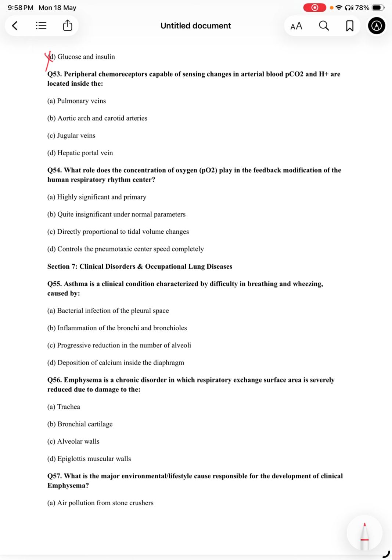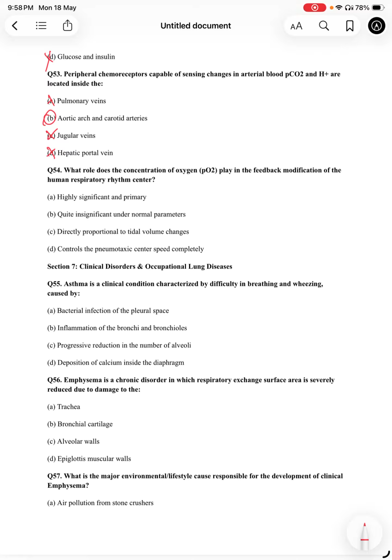Peripheral chemoreceptors capable of detecting changes in arterial blood PCO2 and H plus are located in... See, they're not located in jugular veins, not in hepatic portal veins, pulmonary veins, no. They are located in the aortic arch and the carotid artery. So the peripheral chemical monitors rely on specialized sensory bodies: aortic bodies, located in the aortic arch wall, and carotid bodies, at the bifurcation of the common carotid arteries. They send afferent signals to the medulla when the arterial PCO2 rises.